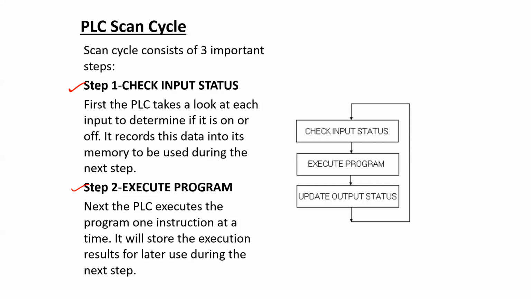So after executing the instructions in terms of the inputs which were stored in the first step, the necessary output results are generated and they are stored in the memory to be further processed in the next step. So in the third step, the results which were generated in step 2 are updated towards the output ports. And this is a cyclic process. These 3 steps repeat continuously in each cycle of the operation.